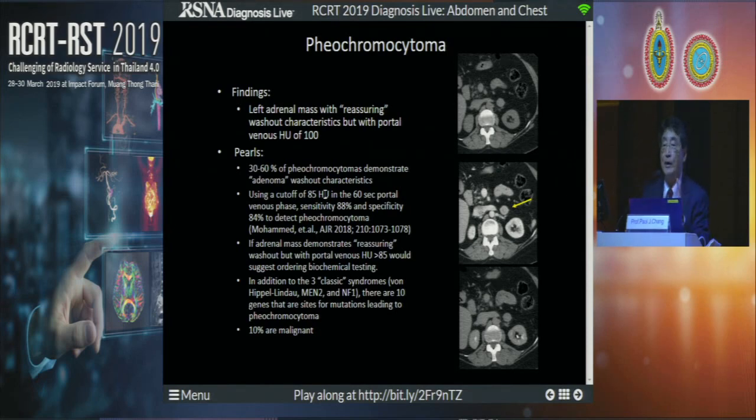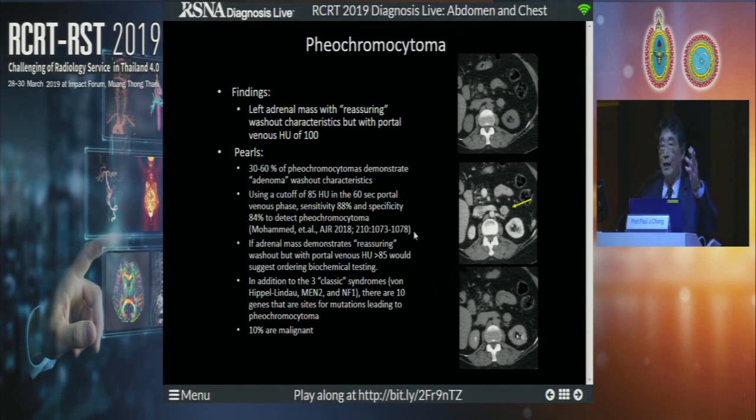The key point is if on portal venous the adrenal mass is 85 or above, there's a good chance that this is a pheochromocytoma. There's a very good chance. In fact, some of the papers suggest that if it's over 100, it's probably a pheochromocytoma and not a lipid poor adrenal adenoma. So this is the classic teaching.